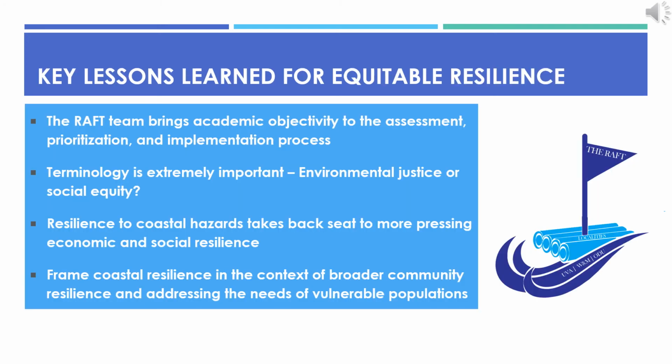In summary, what are the key lessons we have learned for equitable resilience from the work of the RAFT in coastal Virginia communities? First, the RAFT team brings academic objectivity to the resilience assessment, prioritization of resilience actions, and the implementation of resilience projects. This objectivity reduces perceived political influence in the resilience planning process and allows for more authentic consideration of equity in discussion and action around resilience.